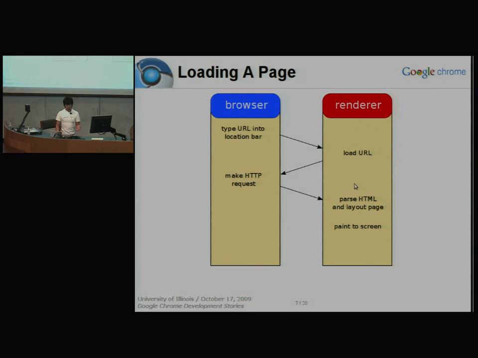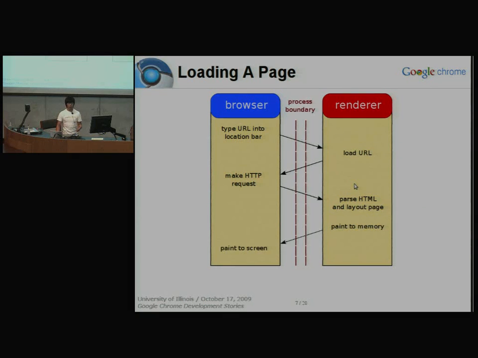In Chrome, it's a bit more complicated because you can't make a function call directly from one process to another. Instead, we send messages between the 2 processes. Every time the browser wants the renderer to do something, it'll send a message across the process, and the renderer will then do some stuff, and it'll send a message back to the browser, and it'll ask the browser to do something.